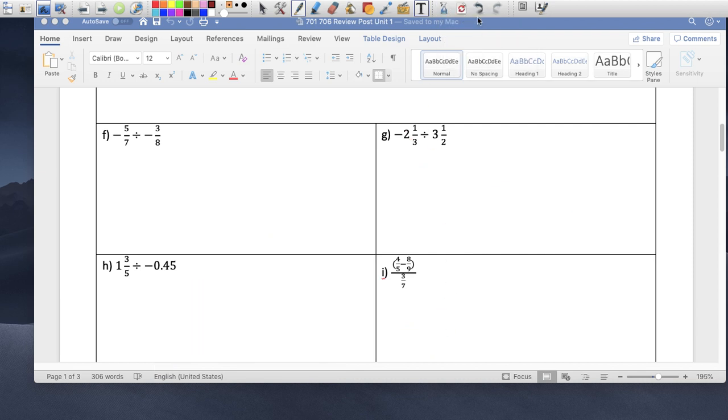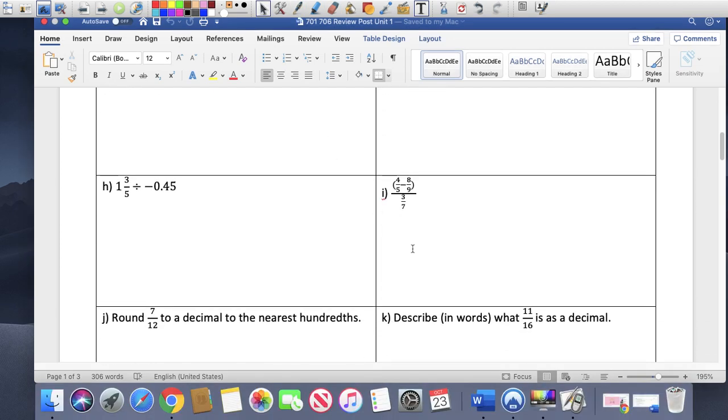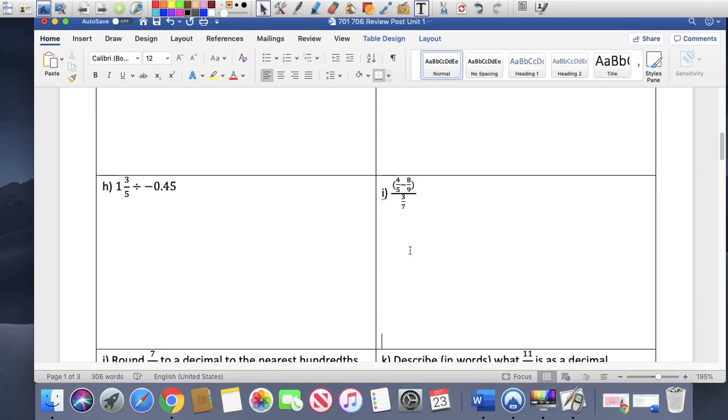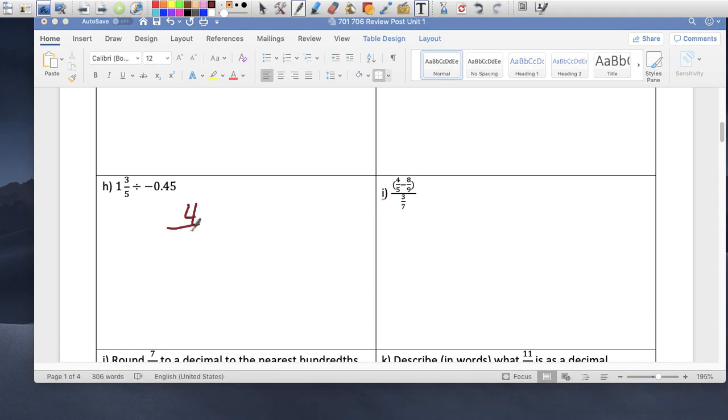It's a complex fraction, this one, so we have to... what do you call, where are we? On letter I, right? Okay, so this one, we're going to subtract the top first. So let's do 4/5 minus 8/9. So let me do that first. Find the common denominator, which is 45.